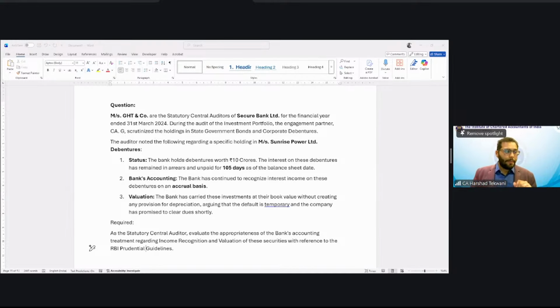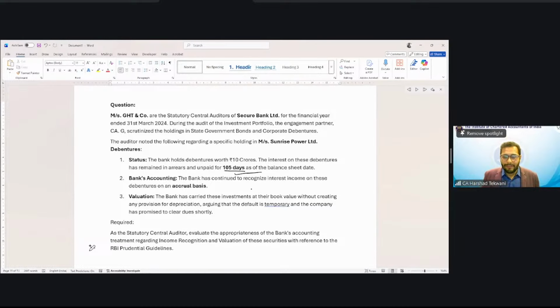Swaminathan, you are given this. So what is required to be done here? We are required to apply the prudential norms: income recognition, classification of assets, and the provisioning guidelines that we have seen. These guidelines specifically say anything beyond 90 days overdue, for an asset, it will become a non-performing asset.